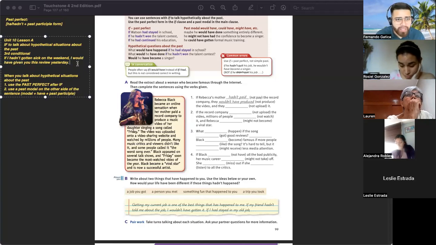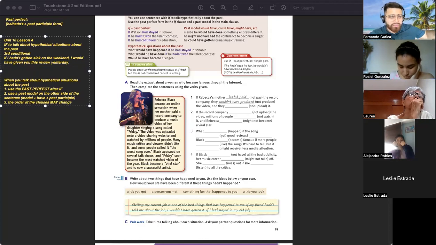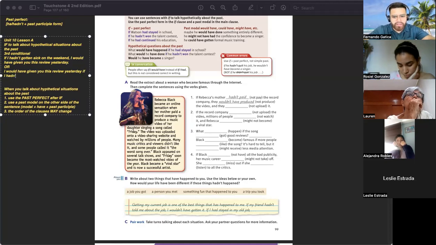Also remember this, that the order of the clauses may change. Instead of beginning the sentence with if, I could put if in the middle of the sentence. For example, I would have given you this review yesterday if I hadn't gotten sick. Okay.